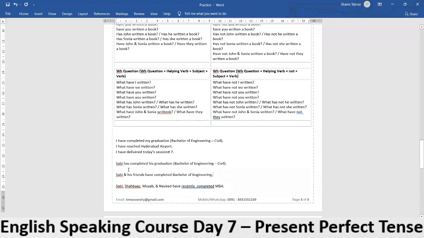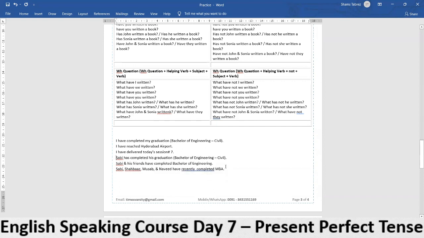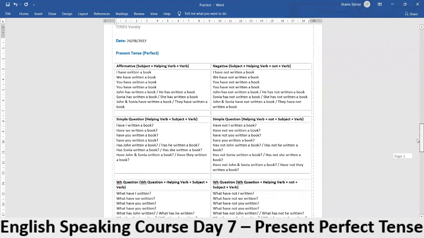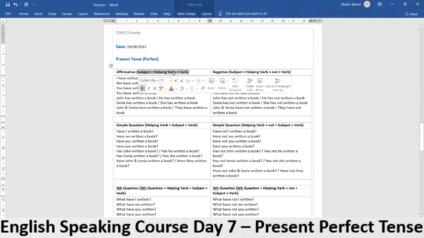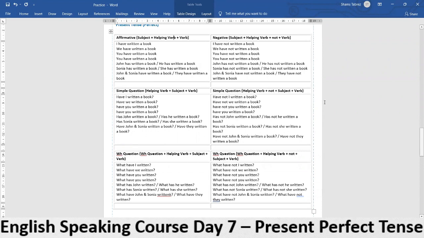All right. Look at the examples. What are we doing if we are making an affirmative sentence? So these are affirmative sentences. If we are making an affirmative sentence, then we need to follow this rule: subject plus helping verb plus verb. Okay. And now if I want to make it negative, it is quite simple. Only "not" is added after the helping verb.